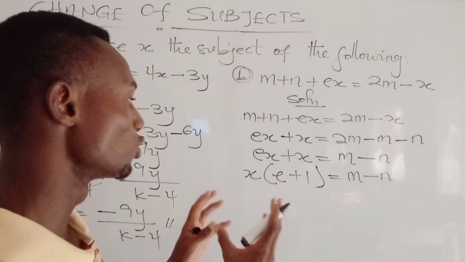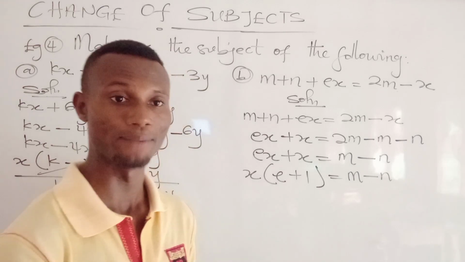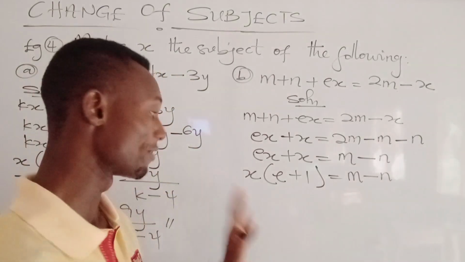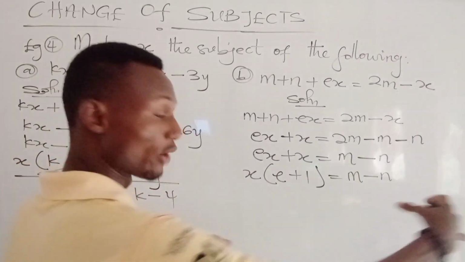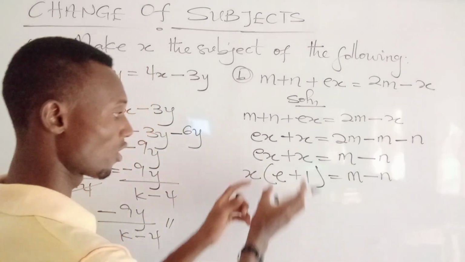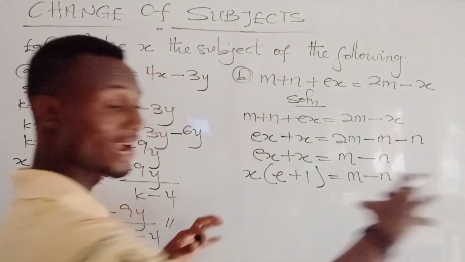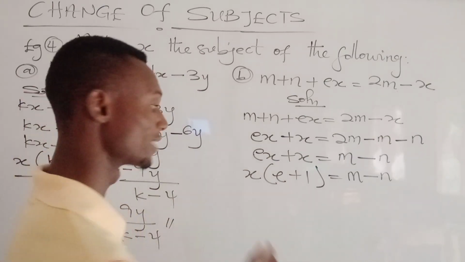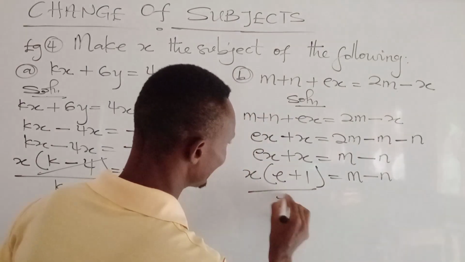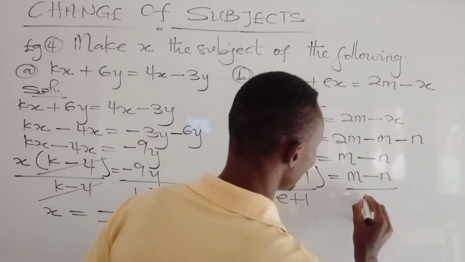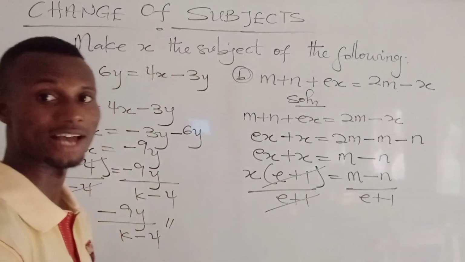Okay, now for us to get s to stand alone, we are going to divide through the equation by the coefficient of s, and the coefficient of s here is the e plus 1. Okay, so we are going to divide through the equation by e plus 1, because this e plus 1 is multiplying the s. Okay, so we divide through by the coefficient of s, which is the e plus 1, as we did to this one. Okay, the same process. So I'll divide here by e plus 1 and here also by e plus 1, so that this e plus 1 will cancel this e plus 1 away.